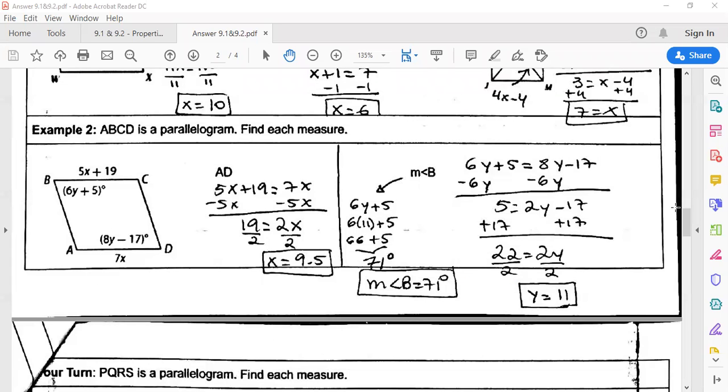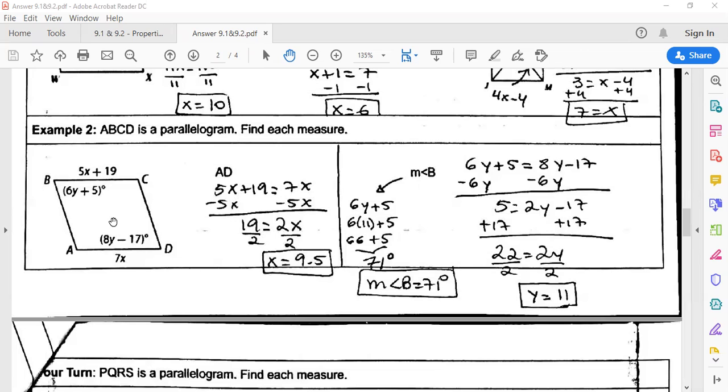Let's take a look at example 2. ABCD is a parallelogram. Find each measure. I know that BC is 5x plus 19 and AD is 7x. Because this is a parallelogram, opposite sides are congruent. That's one of the properties. So I make one side equal to the other: 5x plus 19 equals 7x. Subtract 5x from both sides and I get 19 equals 2x. Dividing by 2, x is 9.5.